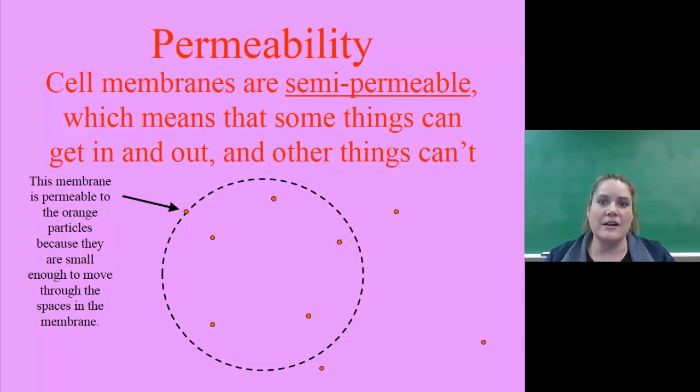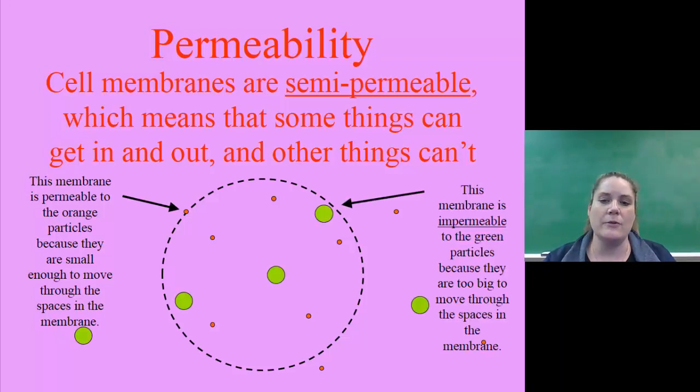So we've got a membrane here, and I have some little orange particles in there, and those little orange particles will fit through the holes. They can move through the spaces in the membrane. They have no problem. They'll go in and out. But these green particles are bigger and fatter. They can't get in and out of the membrane. So the cell membrane is impermeable to the green molecules.